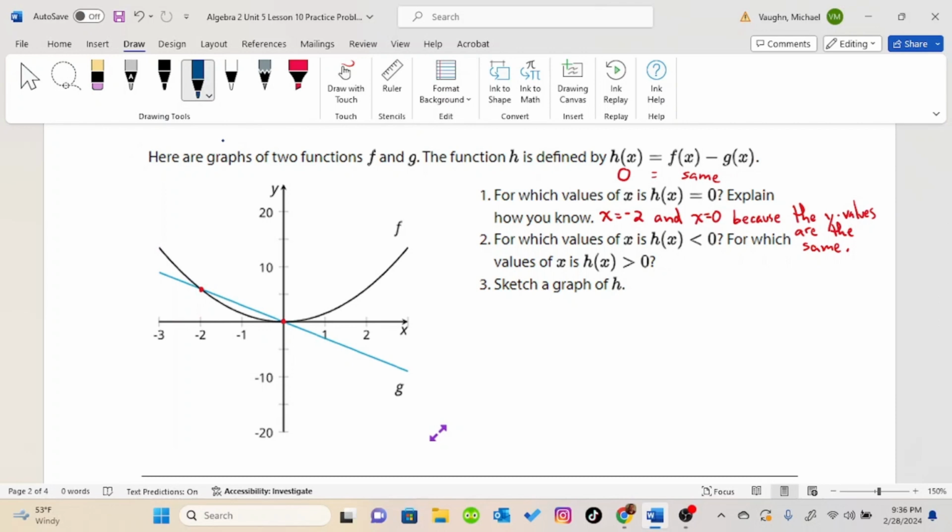Number 2. For which values of x is h of x less than 0? Meaning h of x is negative.